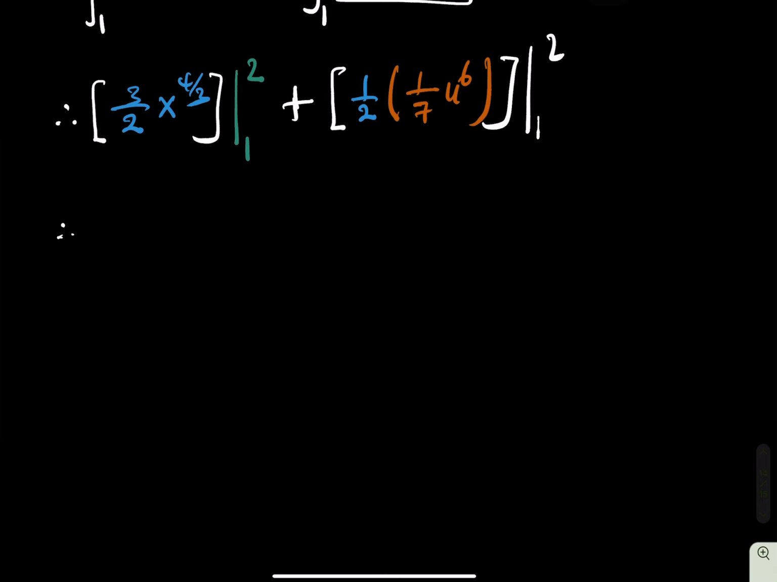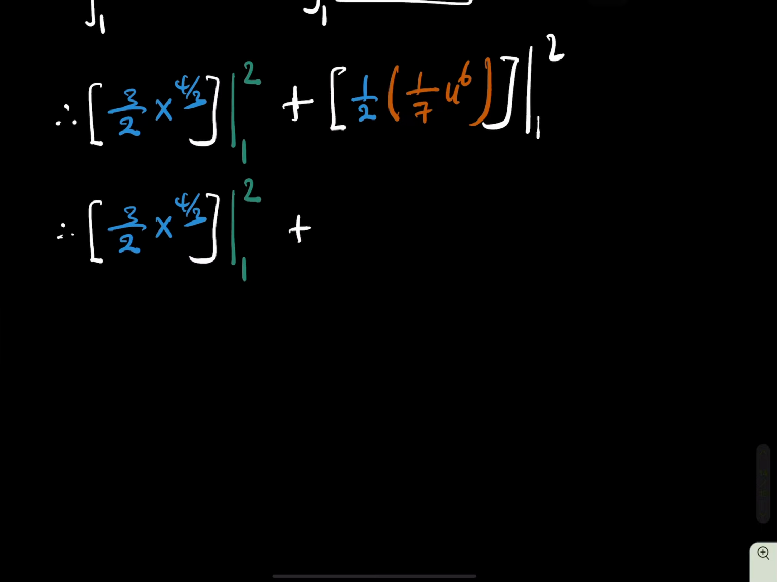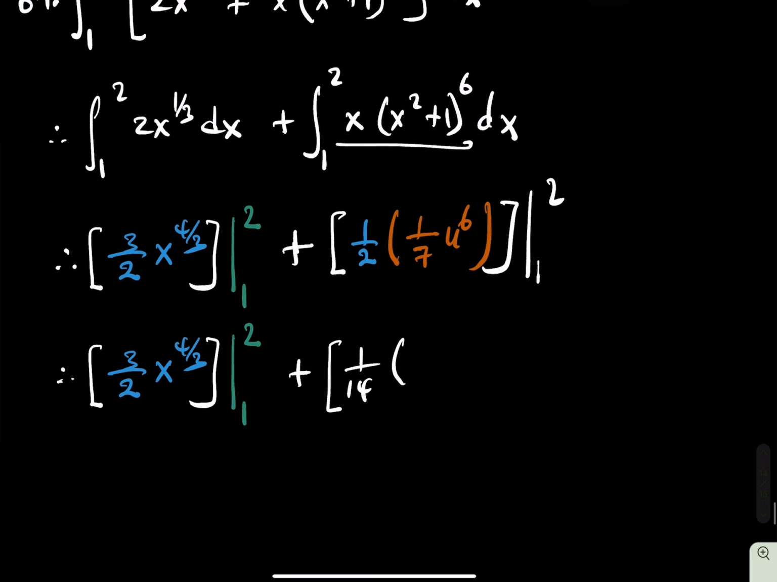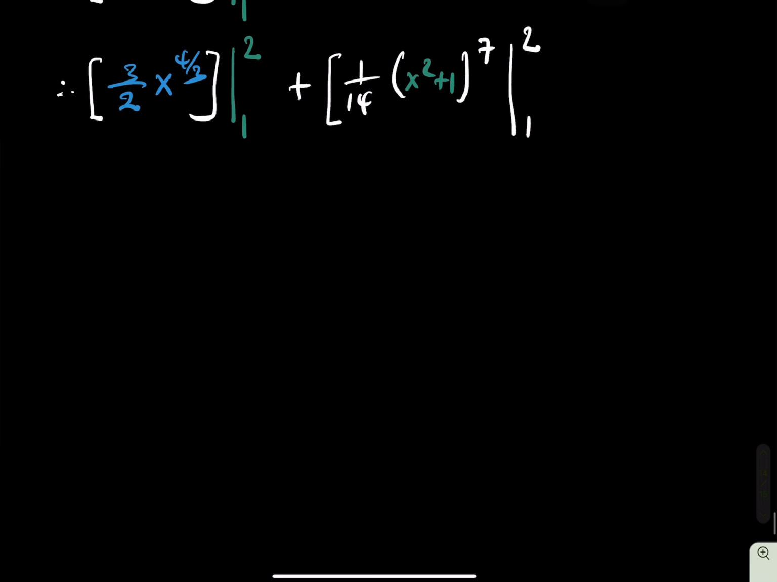Let me just copy this the way it is. I didn't really do much there. And then a plus, that should really be 1 over 14 u, and I think that power there should be 7. This should be 7. And then your u is x squared plus 1, everything to the power 7, and that should move from 1 to 2.